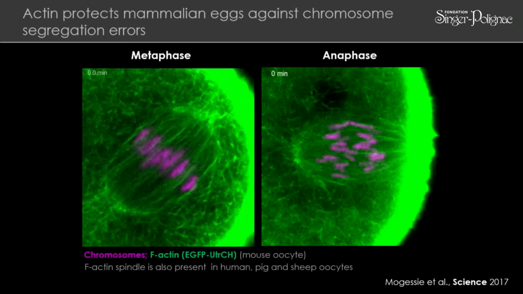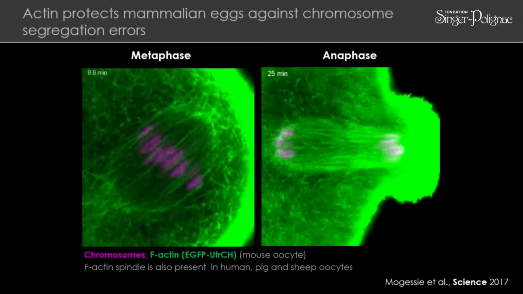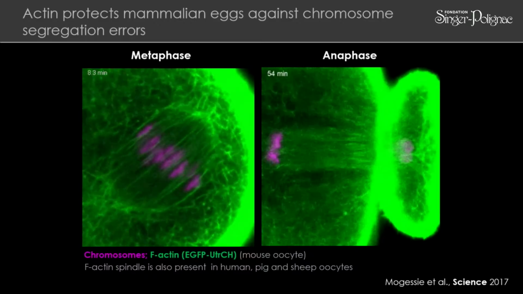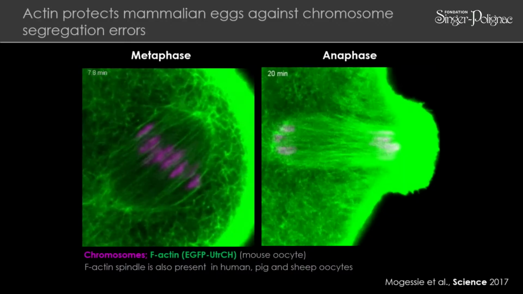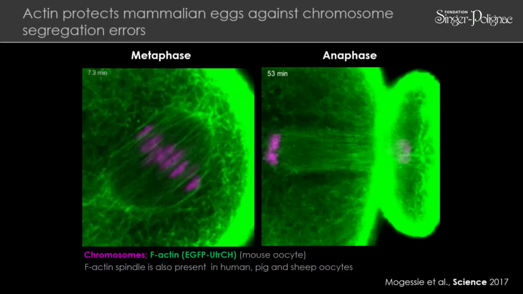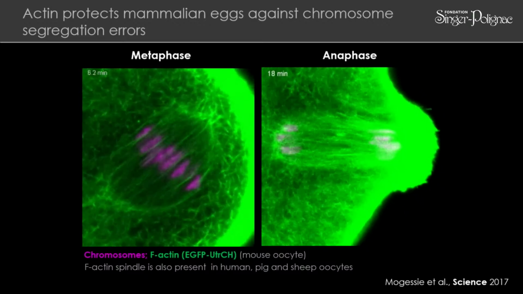Now, another really interesting function that actin has in the oocyte is shown here, and what you see in green are actually actin filaments, not microtubules. And actually, Marie-Hélène Verlhac's lab and also us, we showed that there's enormous amounts of actin in the spindles in mouse oocytes and also actually in human, pig, and sheep oocytes. So this is really widely conserved.